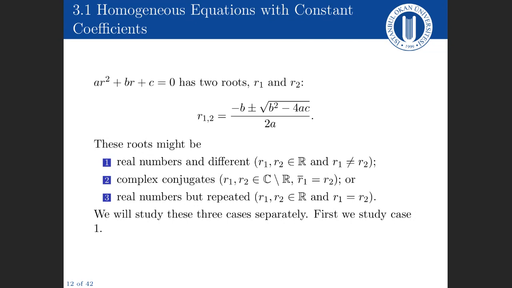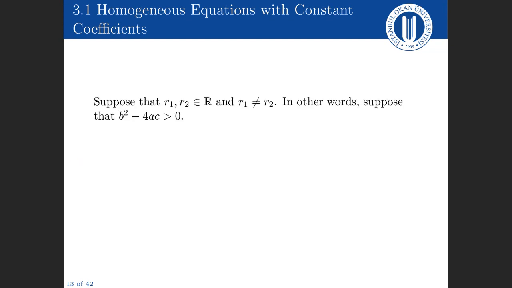First, we're going to study the first case. At the end of today's lesson, we'll study case 2. And the third case we're going to save for next week. So let's look at the first case. Let's suppose the two roots are real numbers and let's suppose they're different numbers. In other words, from the equation on the previous page, we must have that b squared minus 4ac is a positive number. In this section, we're going to be looking at equations where b squared minus 4ac is a positive number.